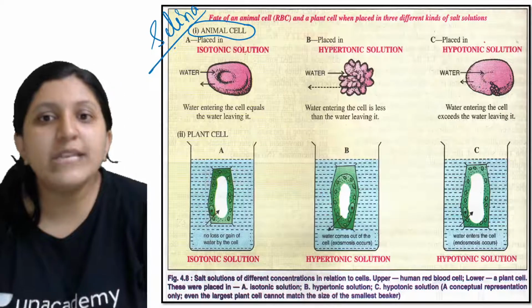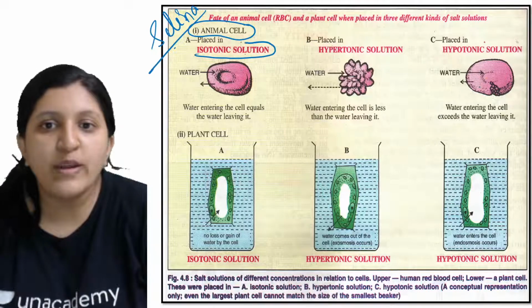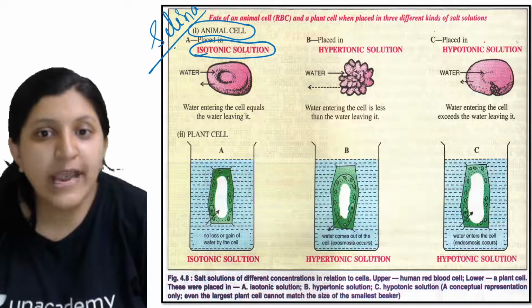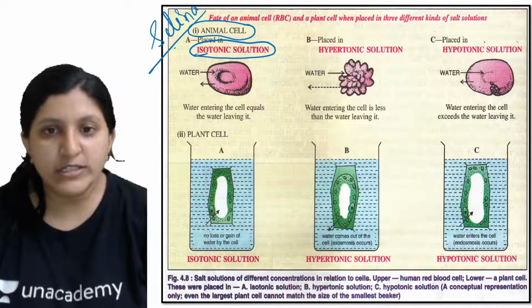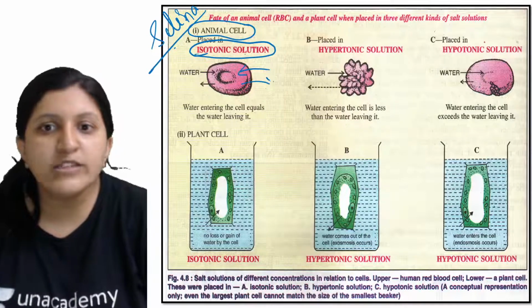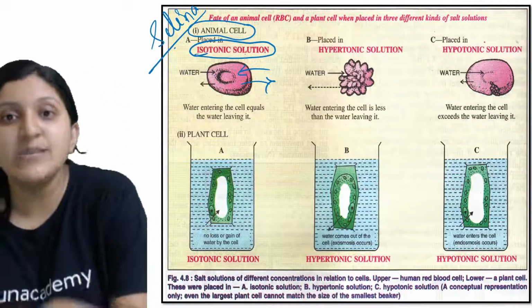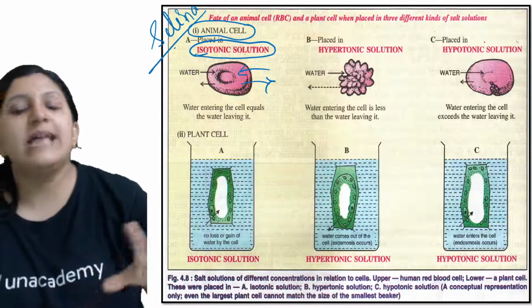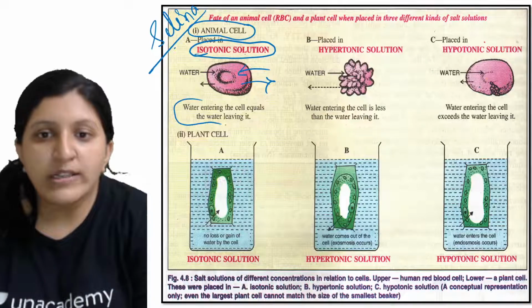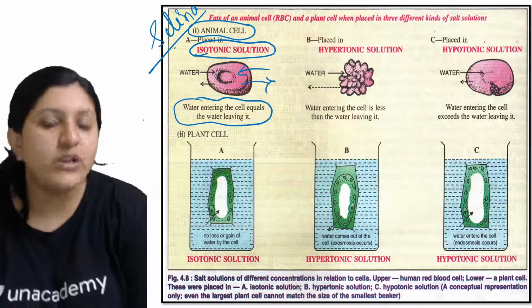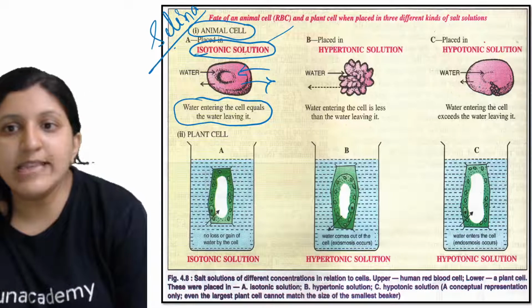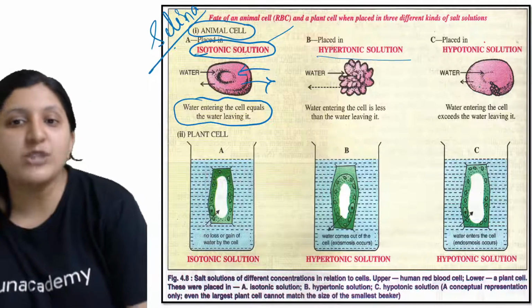It is placed in an isotonic solution. So what exactly is happening? Water entering the cell equals the water leaving. There is water that enters and water that leaves, so the balance is maintained. We can say there is no net movement. So water entering the cell equals the water leaving, and this we can see in an isotonic solution. Previously I told you what happens when it is placed in a hypotonic solution.